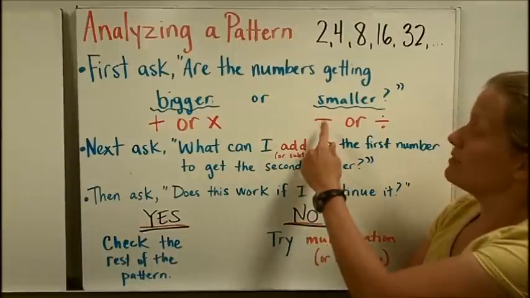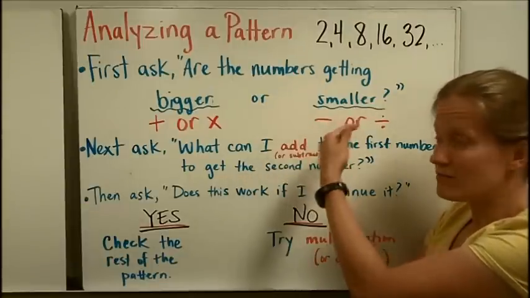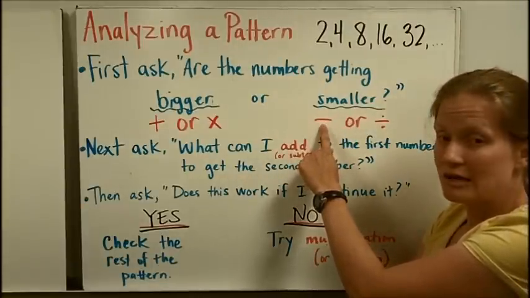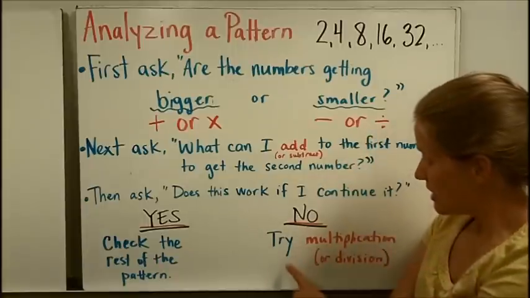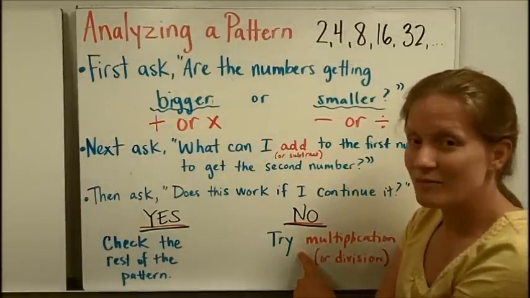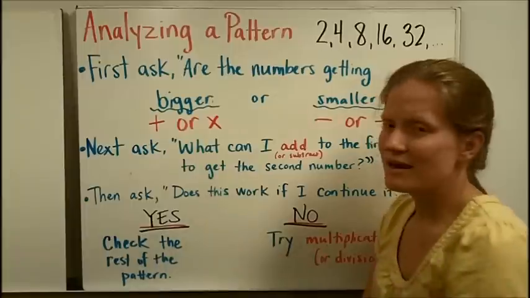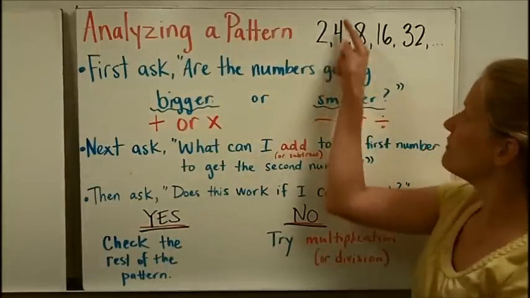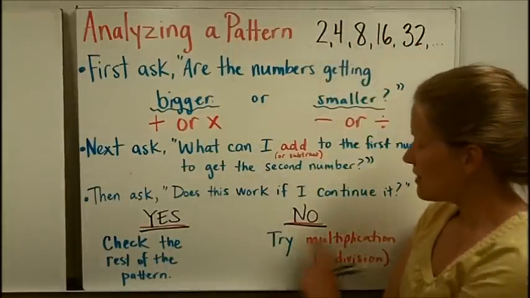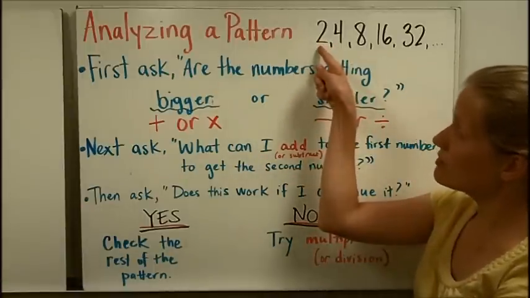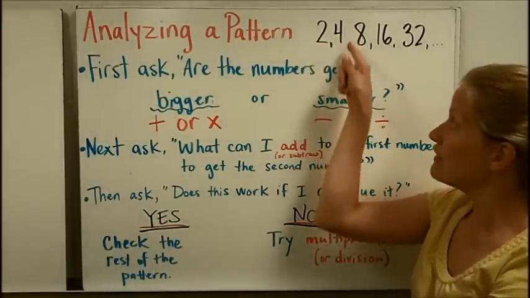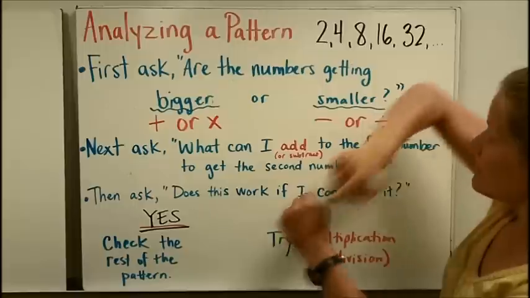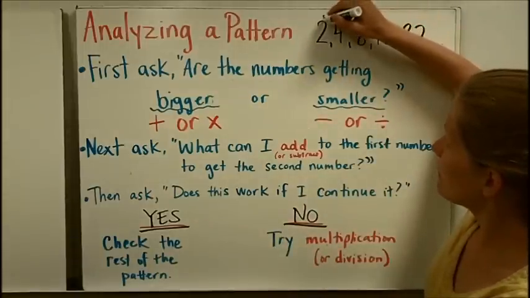Going back up here, if it had been a pattern getting smaller, and subtraction had not worked, then of course I would try division. But now I need to try multiplication because I've proven that it's not an addition problem. I can't add 2 every time to get to the next number. So now I'm going to ask myself, what can I multiply this number by to get the next number? Well, 2 times 2 makes 4.